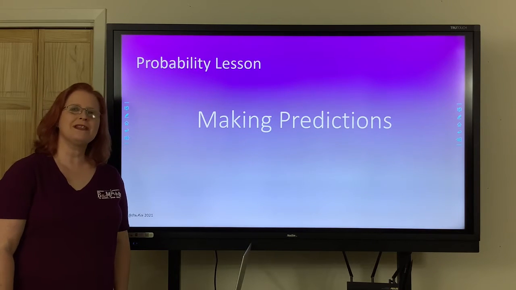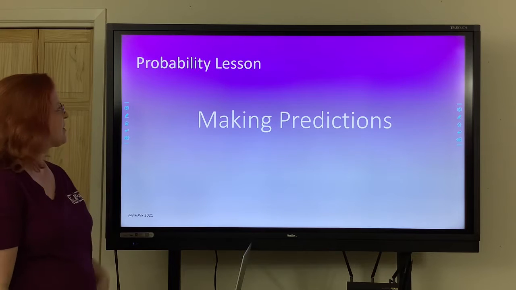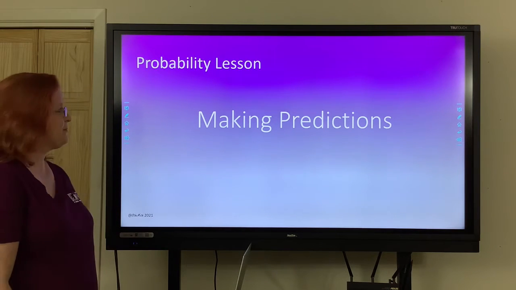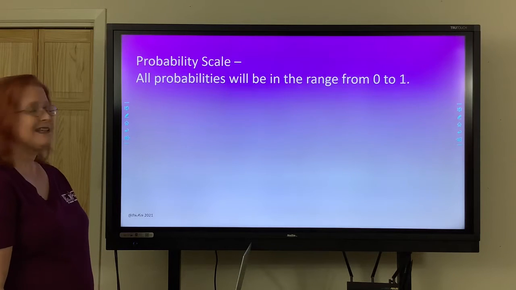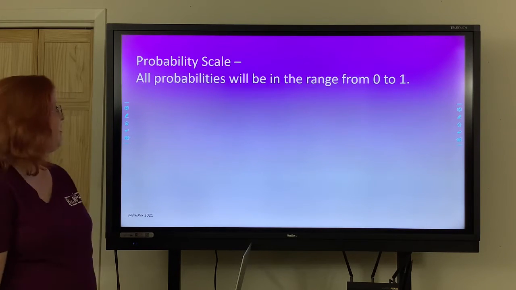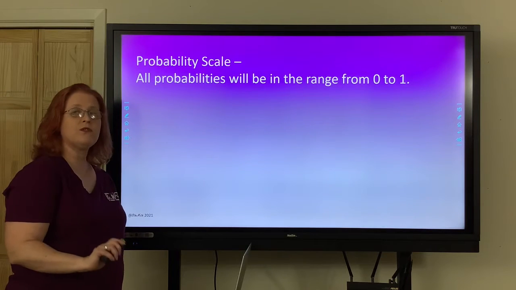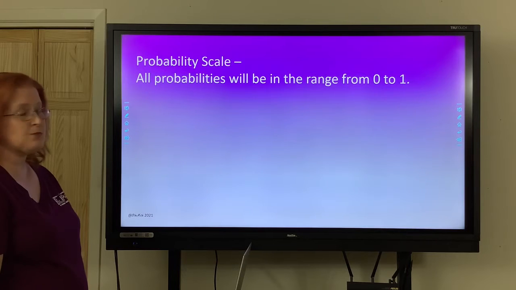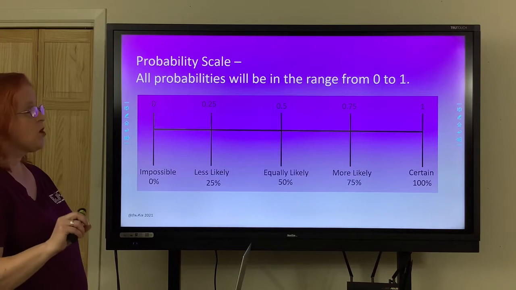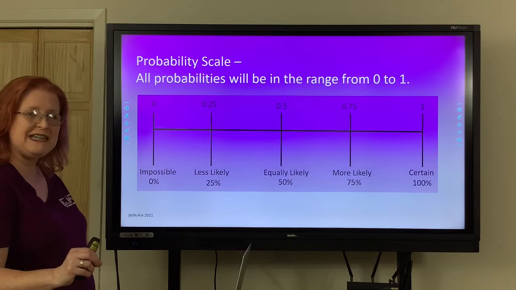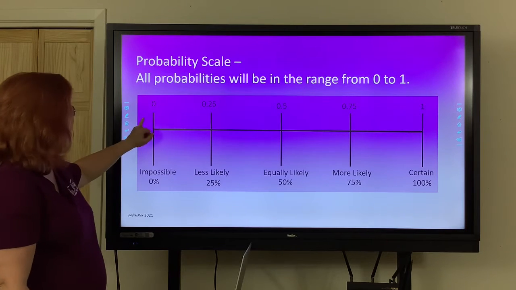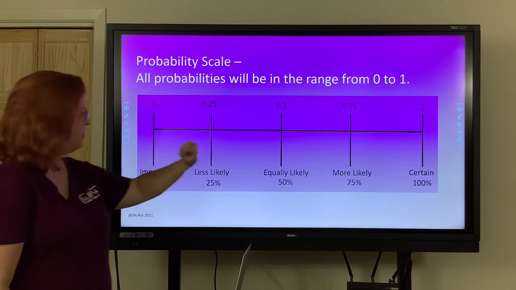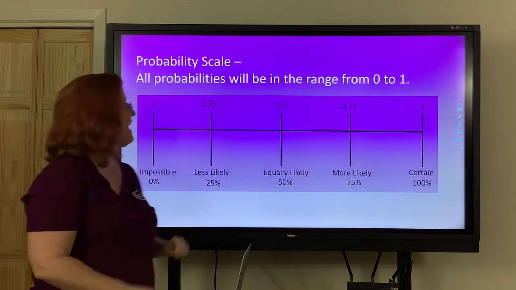This is a probability lesson, and in this lesson, we're going to talk about using probability to make predictions in situations. All right, there's a probability scale, and all probabilities will fall within this range of 0 to 1 as a decimal, or from 0 to 100 as a percent. So our scale starts out from 0 to 1, or from 0 to 100%, and in between.